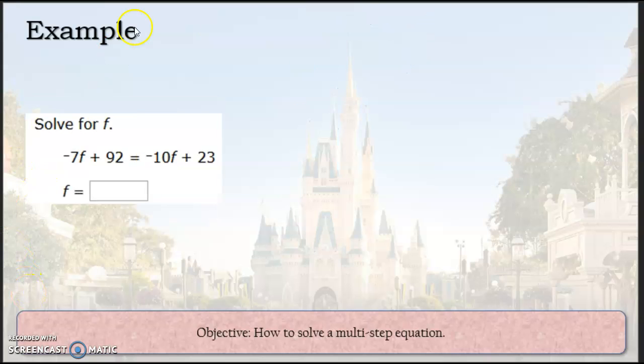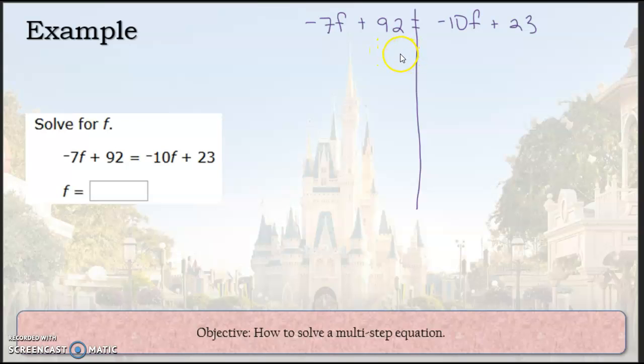All right, so let's do this example. Negative 7f plus 92 equals negative 10f plus 23. And this one, you might need your calculator. So if you need that, just go ahead and pause the video and grab your calculator. Okay, so we have nothing to distribute. When I look at the left-hand side, they're not like terms, or the right-hand side, they're not like terms, so I can skip step 2.